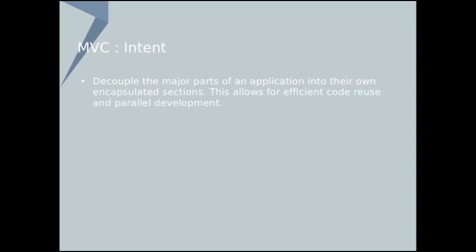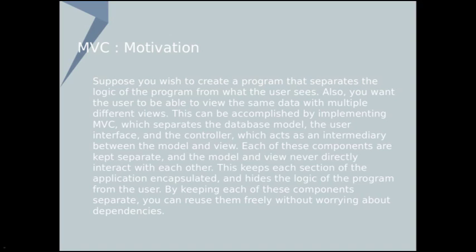Basically, the model, the view, and the controller of MVC are all separated into their own either classes or file structure, and this allows you to reuse any of those components without having to change the other two. So if you wanted to change the view, you wouldn't have to change the controller and the model as well. This allows for pretty efficient code reuse and parallel development with multiple developers working on the same project.